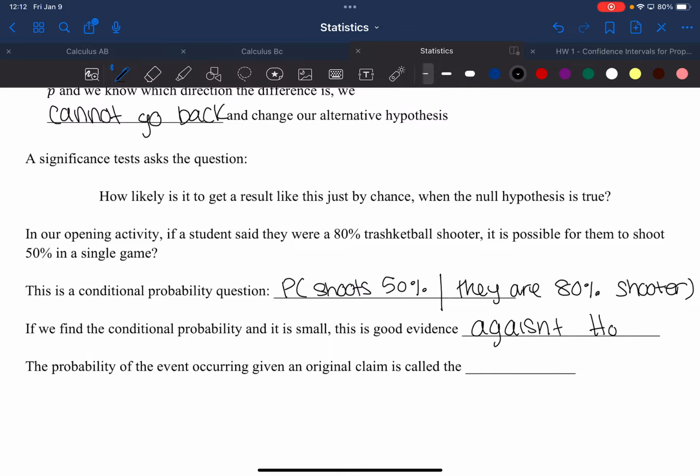The probability of the event occurring given an original claim is called the p-value. So now we have p-value, p-hat, p-naught. They're all different things, and we're going to explain a little bit more what it means to be the p-value. Any questions so far?